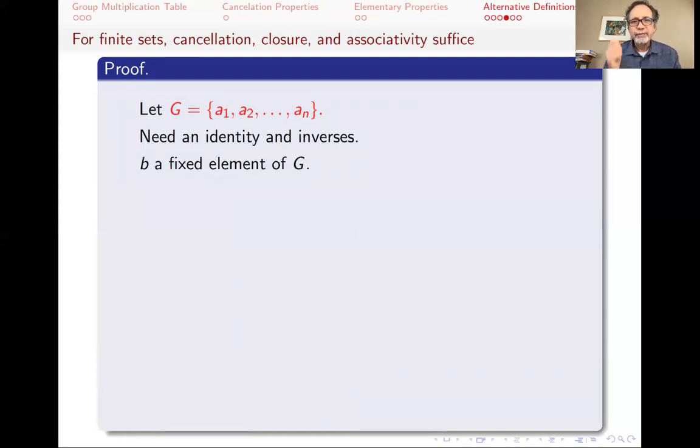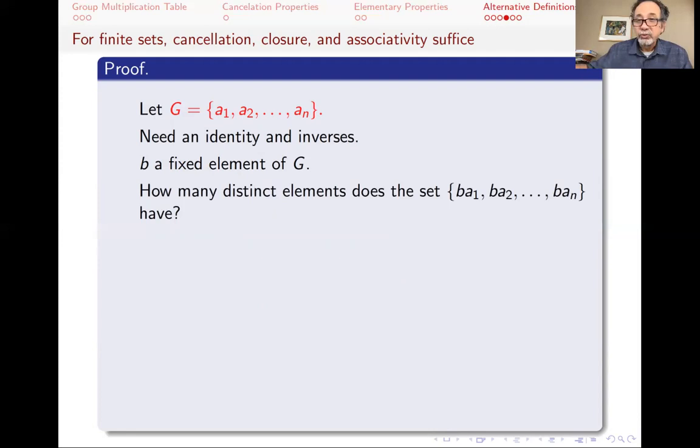I'm going to start with one fixed element. Because G is not empty, there's at least one element. Pick one element. If I'm lucky, that element is the identity, but most likely it's not. I just picked one element, B. We'll take B and multiply it by every element in G. In other words, I'm looking at the row of B in the multiplication table. That means I'm looking at BA1, BA2, BA3 to BAN.